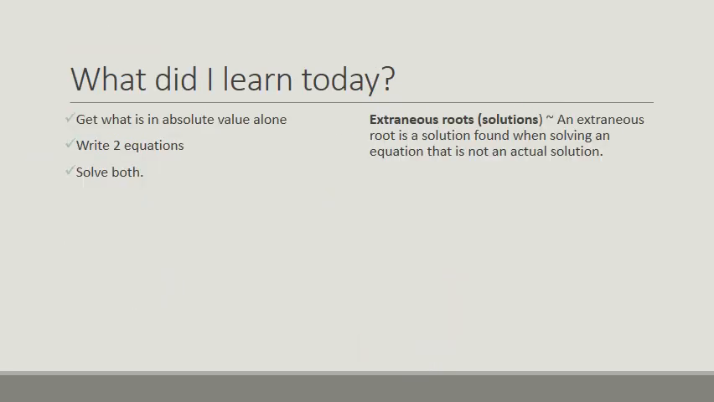So today you looked at how to solve absolute value equations. Remember, we're going to get what's in the absolute value symbol alone. We're going to write two equations, with the side opposite the absolute value symbols negated. We're going to solve both. When you have variables on both sides, you need to check for extraneous solutions, or solutions that don't work. Have a math-tastic day.